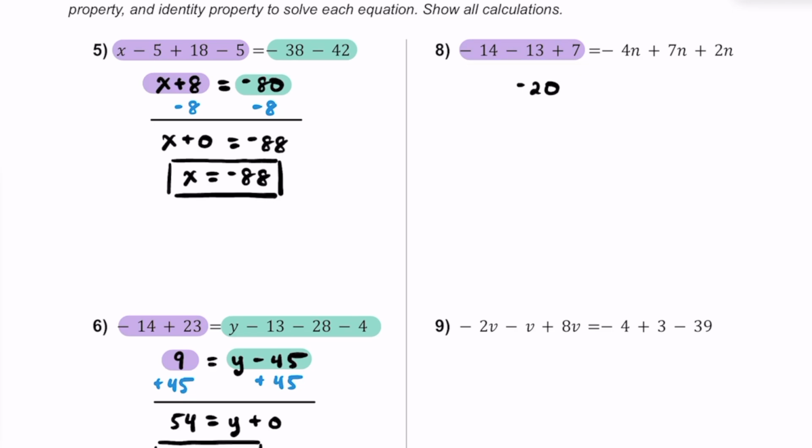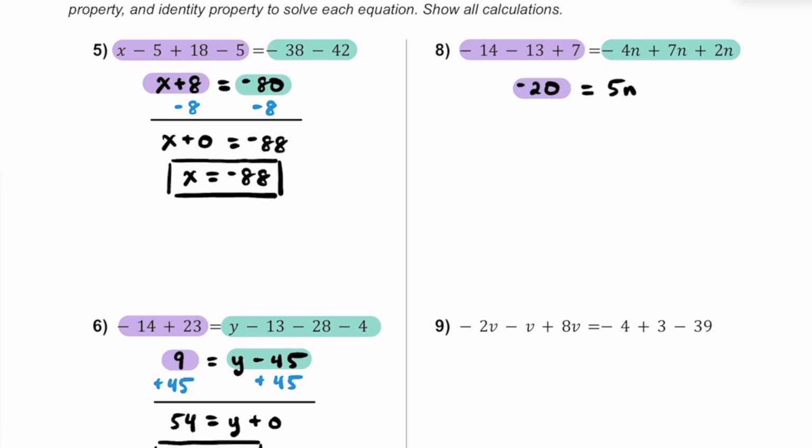So that's going to be on the left side of this equation. What about the right side? On the right side, we have a bunch of variable terms. It looks like they're all like terms with each other. So negative 4n plus 7n is going to be 3n. 3n plus 2n is going to be 5n.